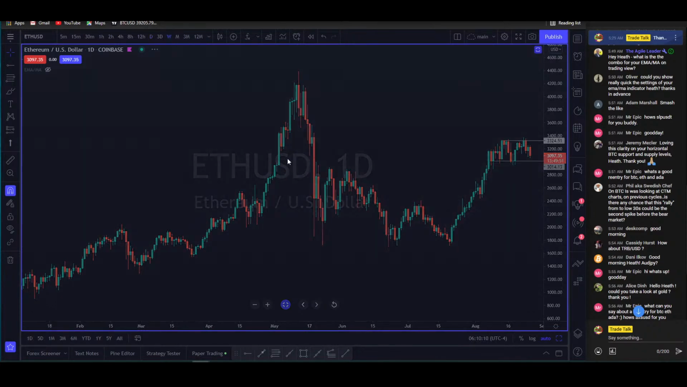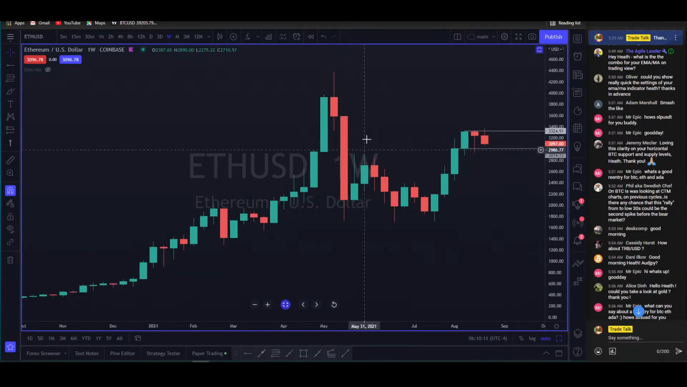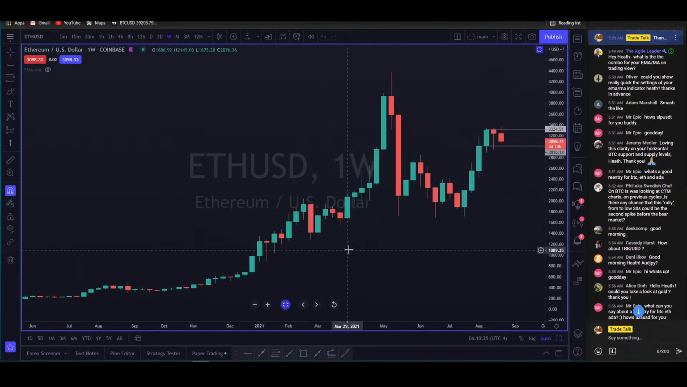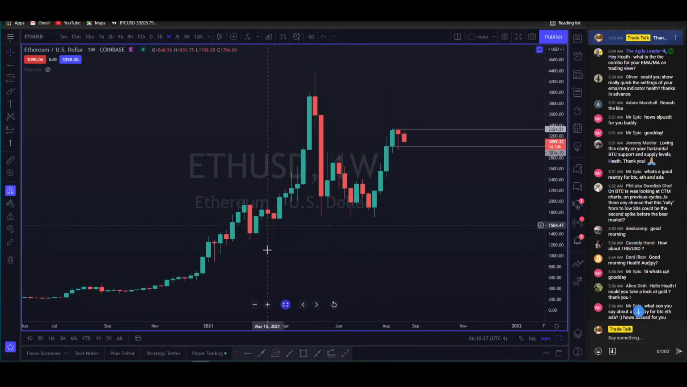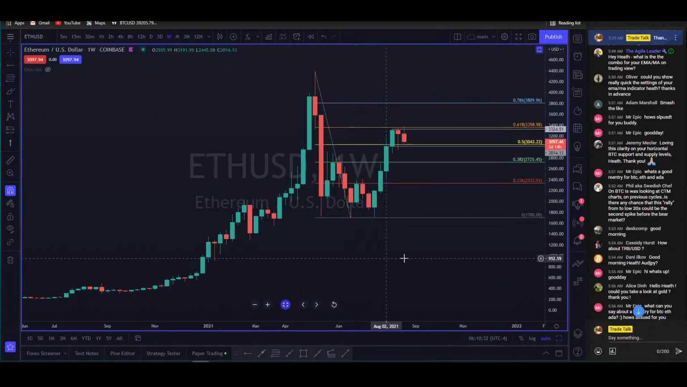If you look at it on the weekly, it looks even worse. Look at this. There's your high, poof, blow off. This candle took out 1, 2, 3, 4, 5 weeks of price, 6 if you count this. That's a blow off. So yep, you could be running back up here to test your 618 retracement. Look at that.